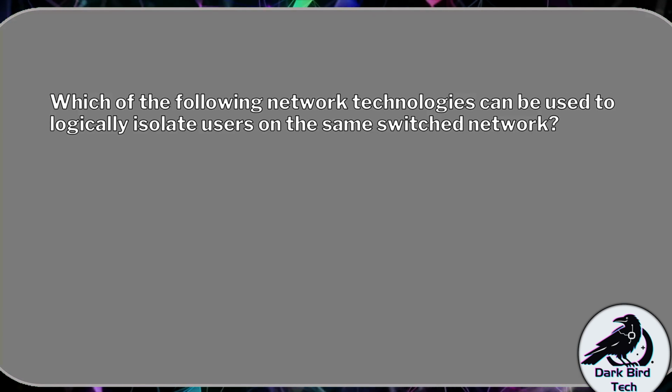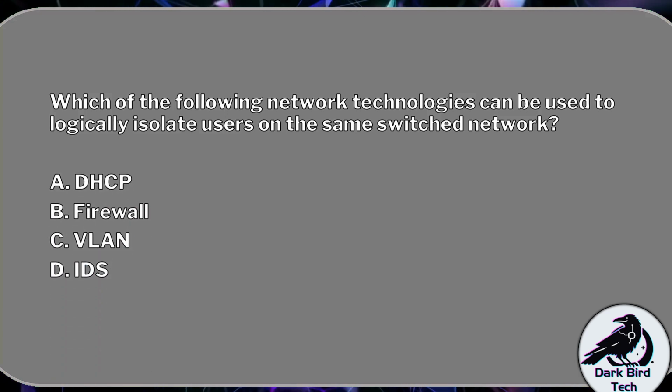Now, which of the following network technologies can be used to logically isolate users in the same switched network? Ooh, bit of a tough one. So we've got DHCP, firewalls, VLANs, and IDSs. So DHCP, that is all about allocating IP addresses, subnet masks, gateways, and other information to clients. But it's not going to do much to isolate them. It's just about giving them the addresses to communicate. Now, what they have described here does sound like a security feature, but so do VLANs. Intrusion detection systems, they're not going to do anything about isolating. An intrusion detection system will pick up on malicious activity in a network and alert you to it, but it won't actually go and effectively isolate anybody.